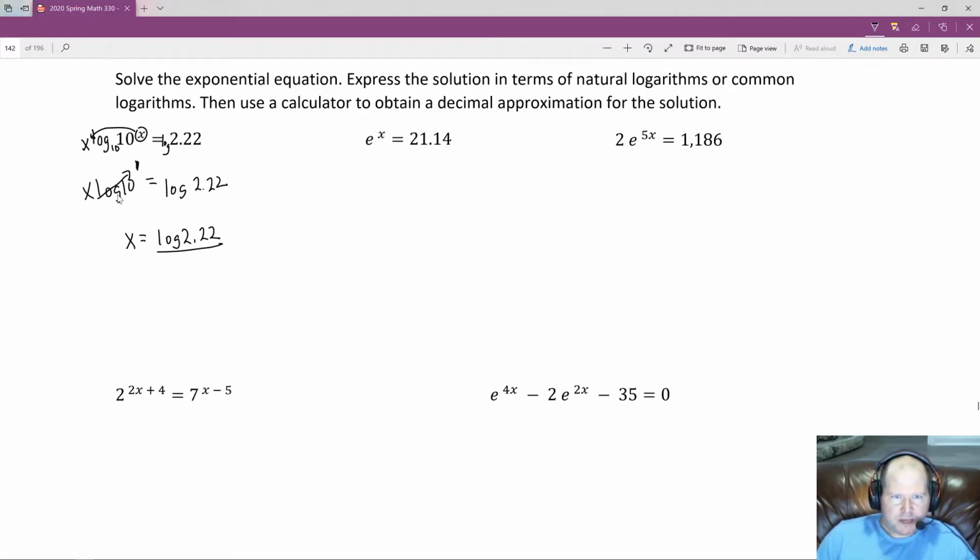All right, so let's try this one. Because this base right here is an e, I'm going to use a natural log. I used a regular log before because that was a base of 10. Over here, I'm going to use a natural log because the understood base of a natural log is e. Here we're going to pull the exponent to the front. So we end up with x natural log of e, and natural log of e just turns into a 1. That's still equal to the natural log of 21.14 on the right side. So that simply gives me x is equal to the natural log of 21.14.